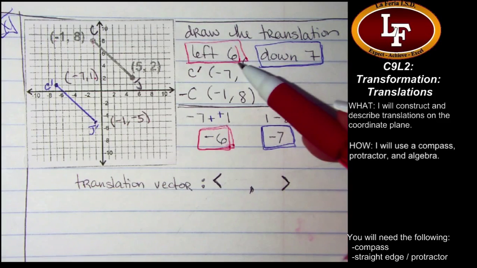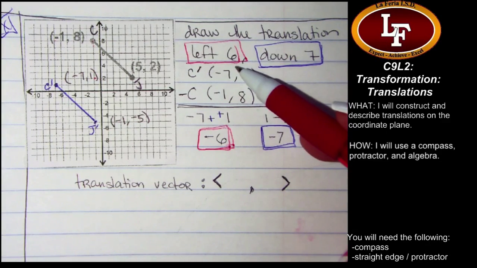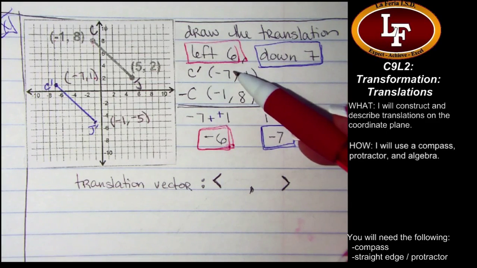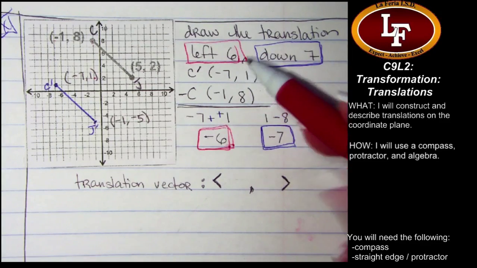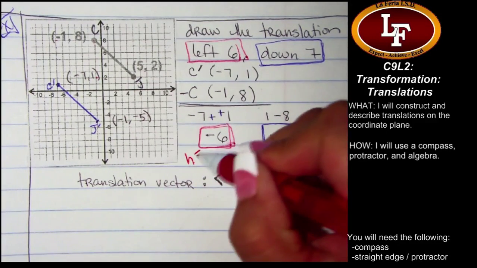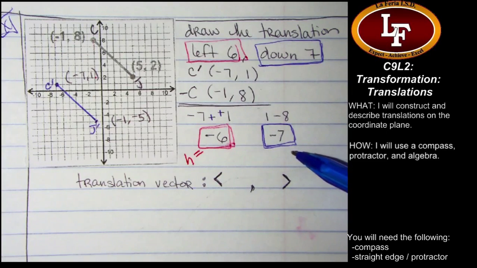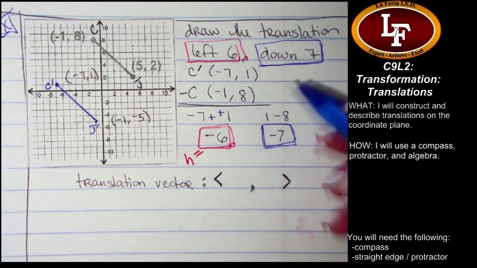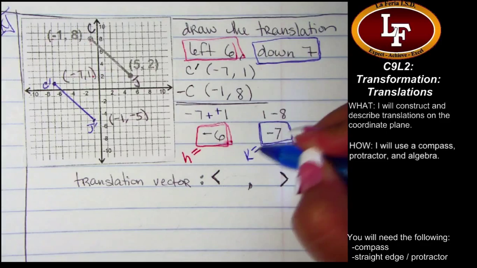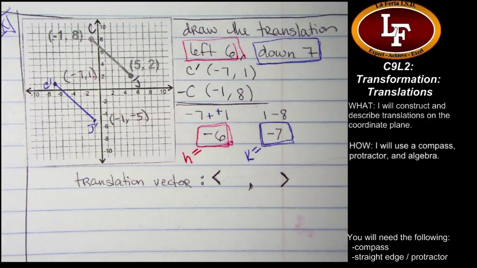Well, this moving 6 units to the left, is that an H number or a K number? H. Yeah, looking at your translation descriptions from the day before, horizontal is H. So this number is H, which means that this translation, when we're moving up or down, is K, a translation in the Y direction. So that number is K.